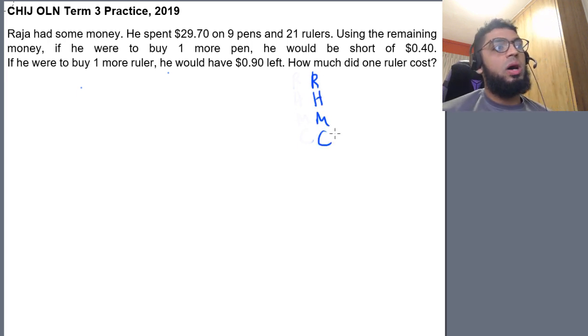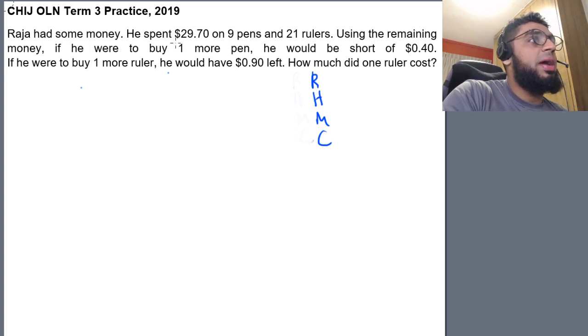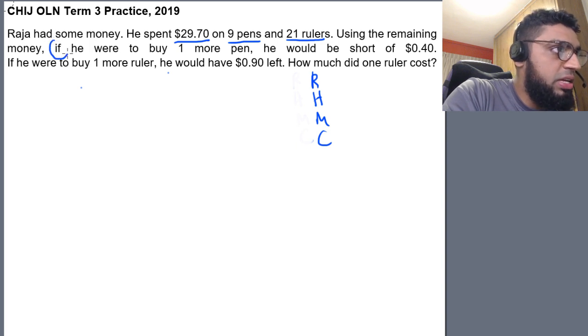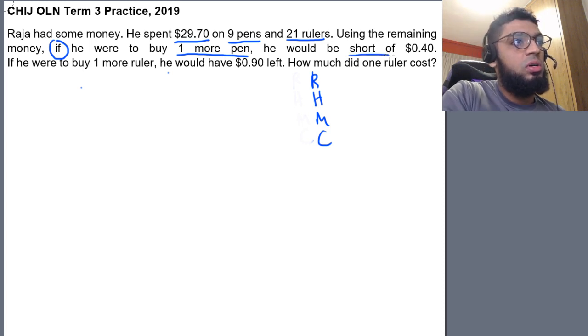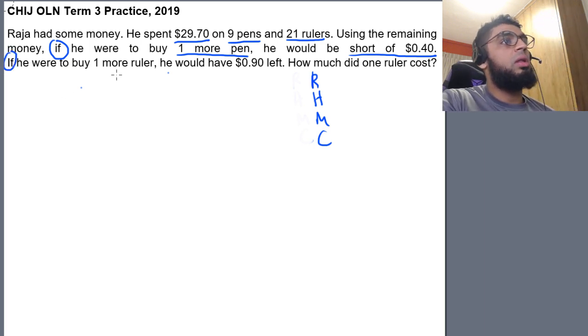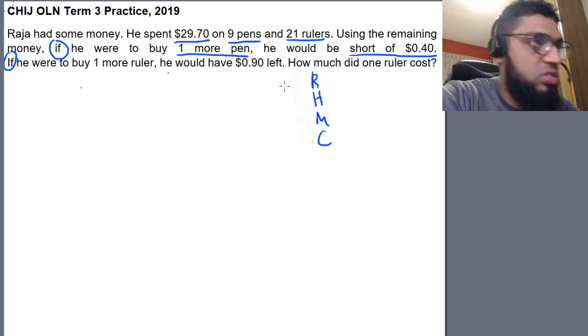Let's read the question once more, and as we are reading, we will underline the important words and numbers. So Raja had some money. He spent a total of $29.70 on 9 pens and 21 rulers. Using the remaining money, I'm going to circle this. If he were to buy one additional pen, one more pen, he would be short of 40 cents, so not enough money. Another if, which I am going to circle. If he were to buy one more ruler, he would have 90 cents left. How much did one ruler cost?